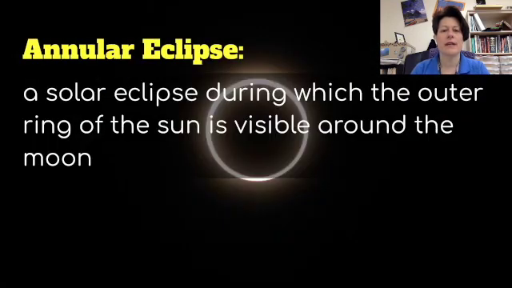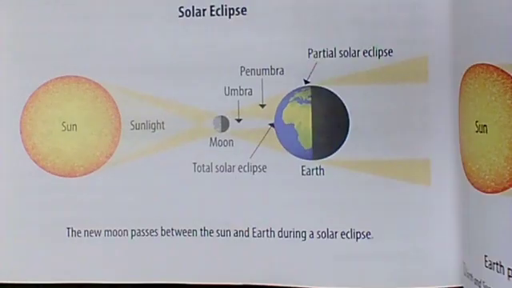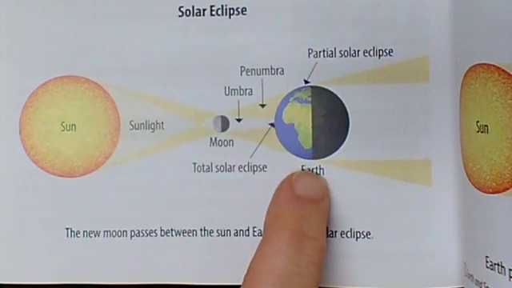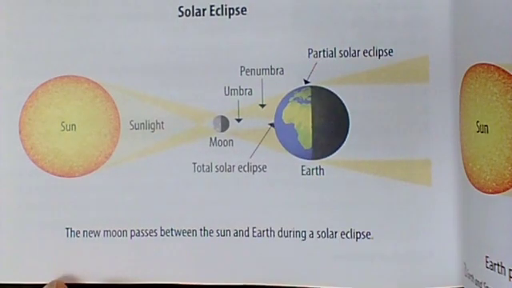And then there are what are called annular eclipses. This is a solar eclipse during which the outer ring of the sun is visible around the moon. You're only going to get a total solar eclipse during perihelion, when the earth is closest to the sun. Otherwise, you may see one of these annular eclipses because, like I said, the conditions really have to be just right to see a solar eclipse. So on your worksheets that I provided earlier, take those out and label your diagram for the solar eclipse.